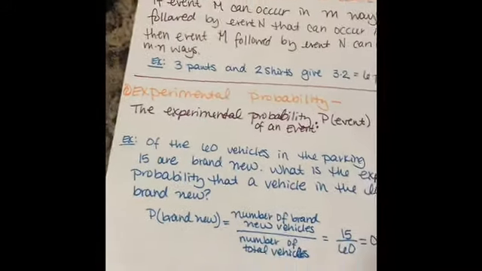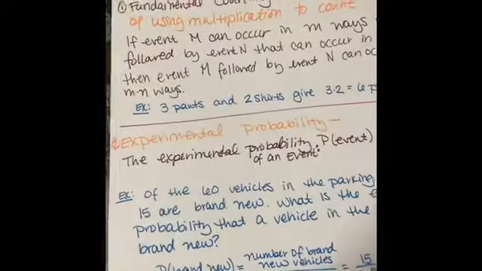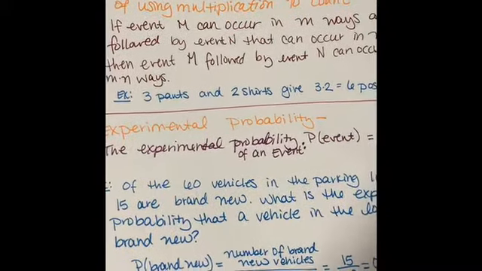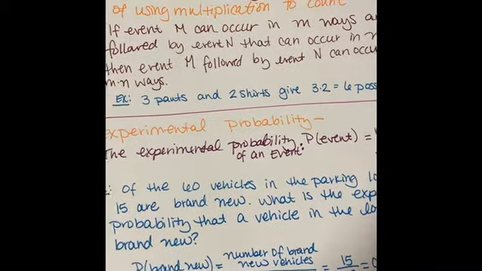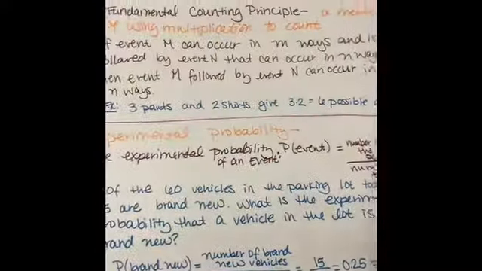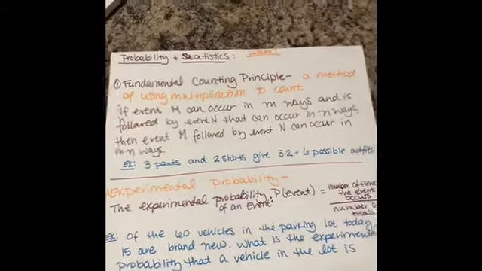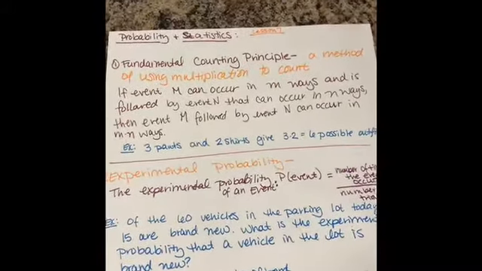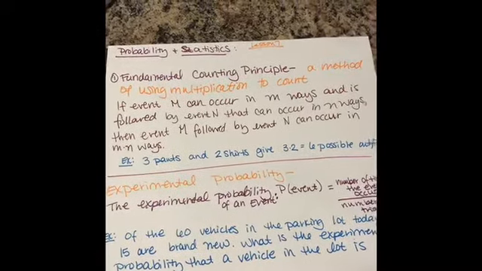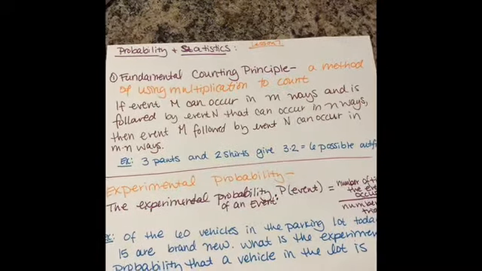Well, we are going to talk about probability and statistics today. We're just going to do a little bit of it. I think it's really important, but I just want to talk about two things today. The first thing we're going to talk about is the fundamental counting principle, which is just a method of using multiplication to count.